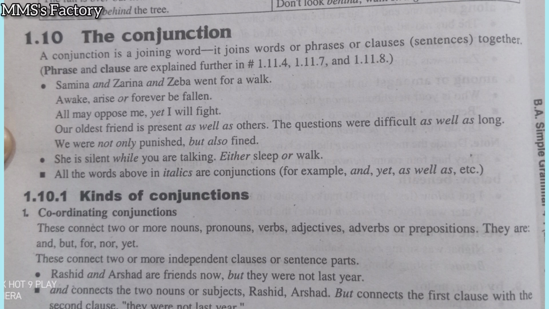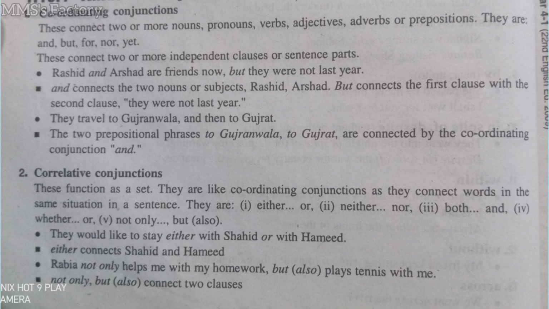Rashid and Arshad are friends now, but they were not last year. And connects the two nouns or subjects, Rashid, Arshad. But connects the first clause with the second clause, they were not last year. They traveled to Gujranwala and then to Gujrat. The two prepositional phrases, to Gujranwala, to Gujrat, are connected by the coordinating conjunction and.